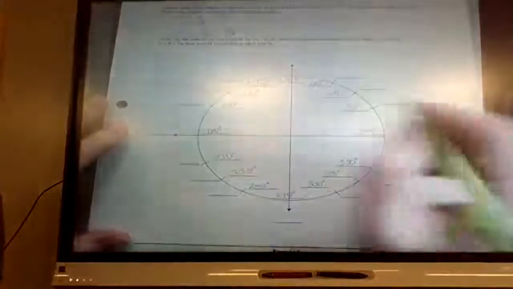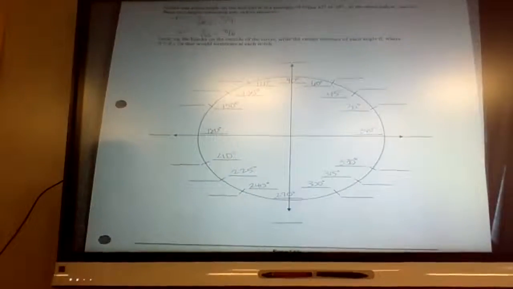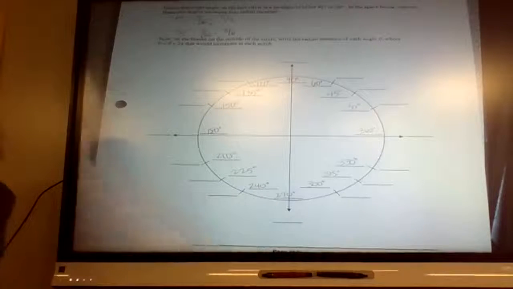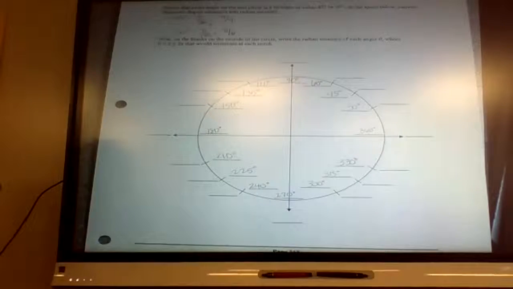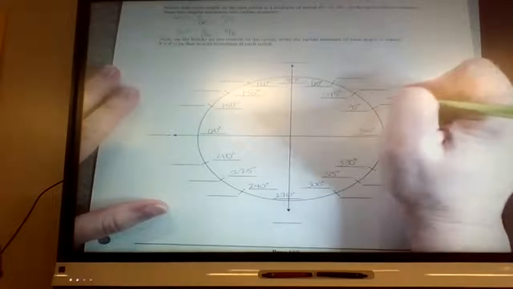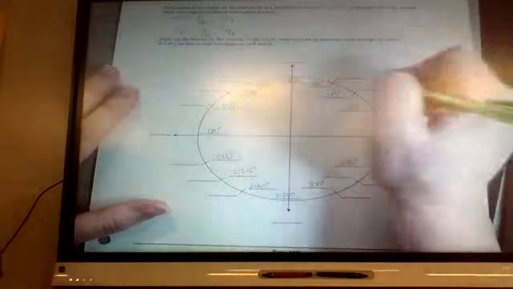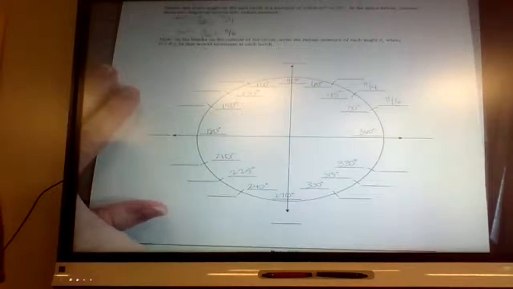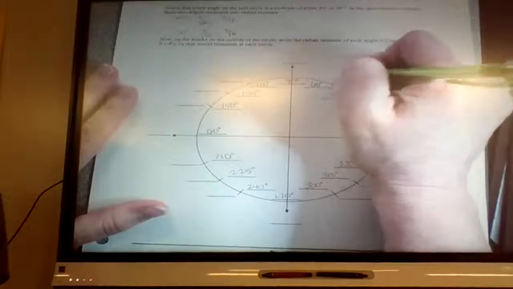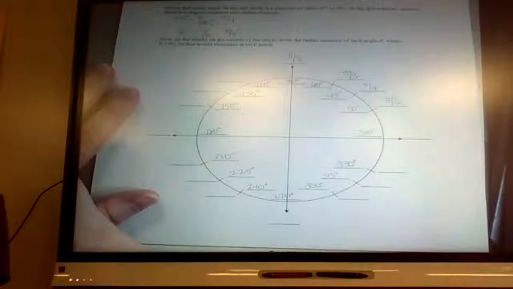All right, now on the blanks outside the circle, write the radian measure for each angle theta from 0 to 2 pi. So 30 degrees would be what? Pi over 6. 45 is pi over 4, 60 degrees is 2 pi over 6, which would reduce to pi over 3. 90 is pi over 2. And then you just kind of start over.